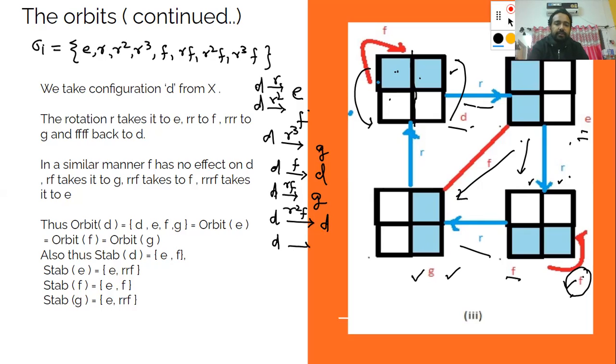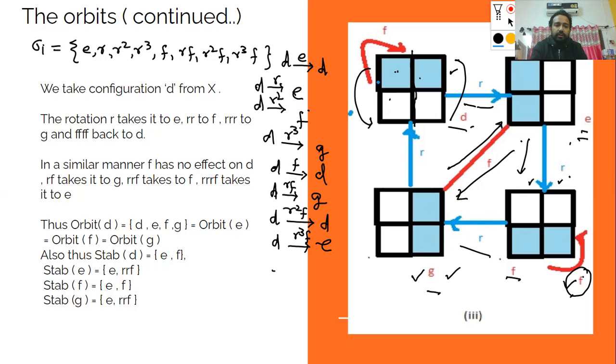And last but not the least, R cube flip. So R cube takes it to G, and the flip on G would lead to E. That is all. We have exhausted the elements of the group G. Oh, and one more thing we need to list as well, and that is the identity element of G, which does nothing. It keeps D at D.